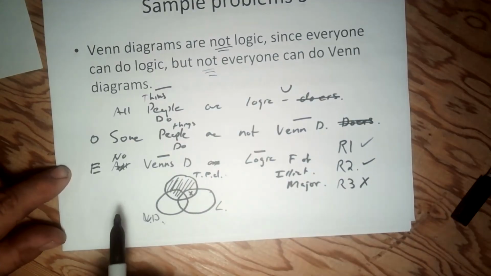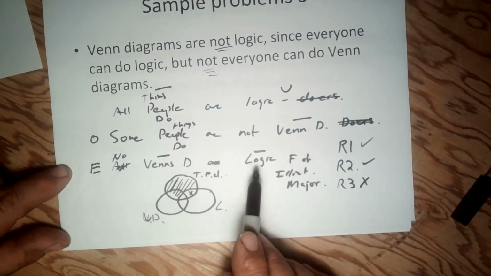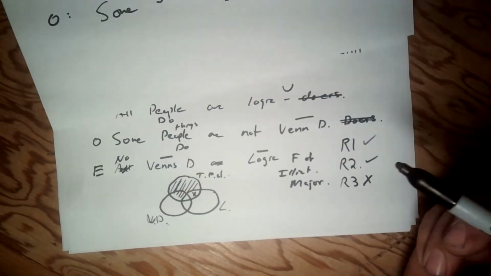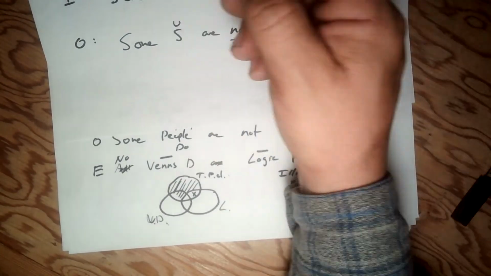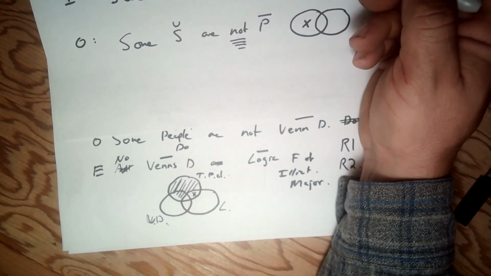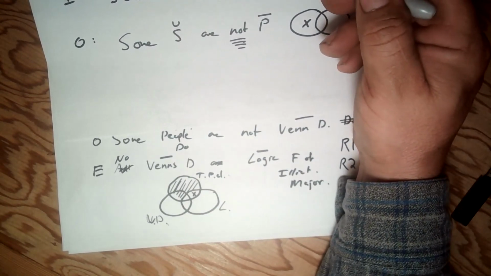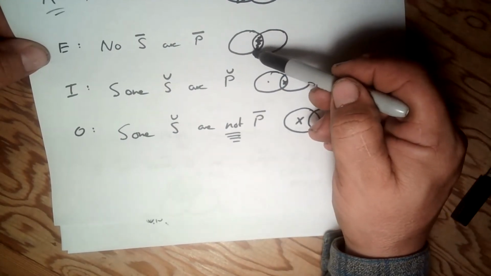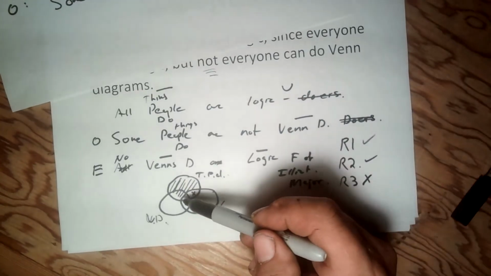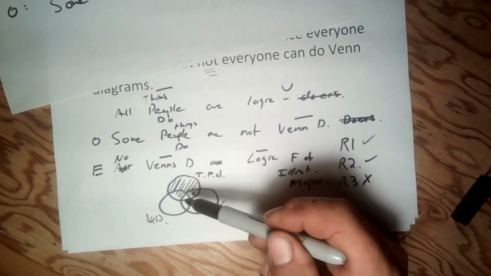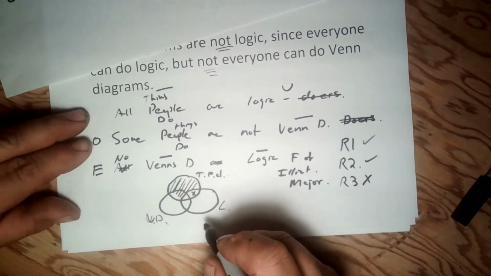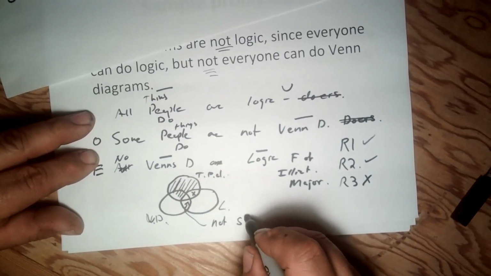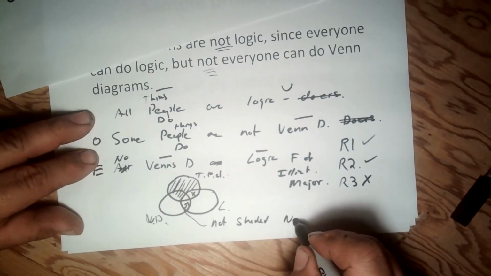Now, does this show us no Venn diagrams are logic? Remembering, we're looking for a conclusion that is an E-form statement. We're looking for this Venn diagram here where the cat's eye is shaded. Here the cat's eye is totally open. So that is not shaded, not valid.